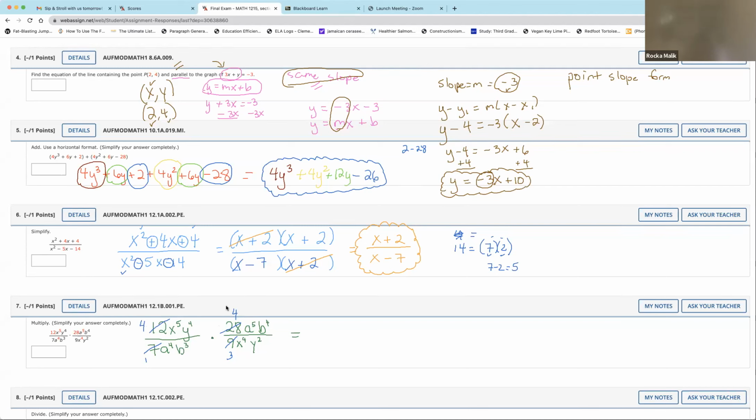So 4 times 4 is the number part. 4 times 4, 16. x to the 5th, y to the 4th, a to the 5th, b to the 4th. There's the value. Over 1 times 3, 3. Even though the a and the b is first, I'm going to put the x and the y first so we can line up over here.